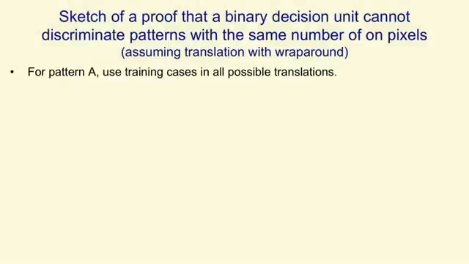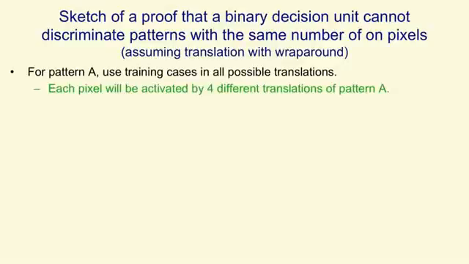What we're going to do is consider that for the positive examples, we have pattern A in all possible translations. Now, since pattern A has 4 on pixels, that means if we look at any pixel on the retina, there'll be 4 different positions in which we can put pattern A that will activate that pixel. So each pixel will be activated by 4 different translations of pattern A.